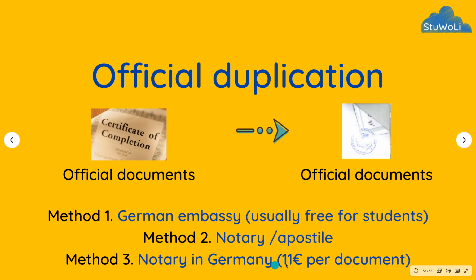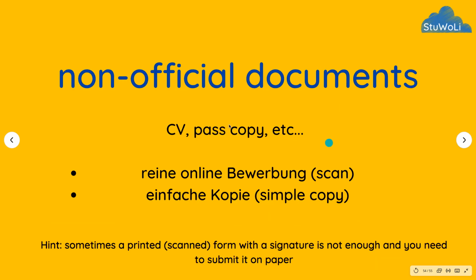Notaries in Germany ask for around 11 euros, 11 plus a few cents, per document. So if one document of yours is 4 pages, all together bundled up in one document, that costs 11 euros. So the number of pages doesn't matter. The number of documents matters, right? That said, these are the possibilities that you have. Now let's talk about how many of these documents you need. But before that, let me talk about non-official documents too. The non-official documents, as mentioned, are like a CV, a copy of your passport, etc.